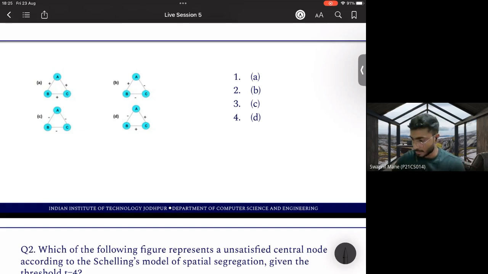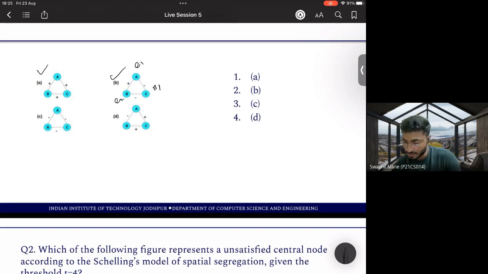Let's assume this is employee E1 and employee E2, and this is boss B1. Let's take one example. This is balanced, so we can say it is a stable structure. This one is also stable. Let's move to option C. In that, you can see there are three users given in the triadic structure.